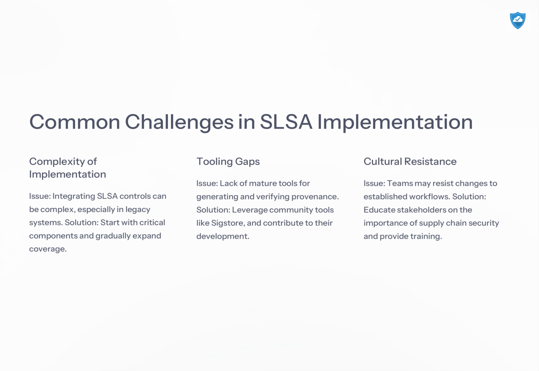To tackle this, leveraging community-supported tools like SigStore can be beneficial, and actively contributing to their development ensures these tools evolve to meet growing demands. Lastly, there's the hurdle of cultural resistance. Teams might be apprehensive about altering established workflows. Overcoming this involves educating stakeholders on the significance of supply chain security and providing them with the necessary training to integrate these practices seamlessly into their daily operations.